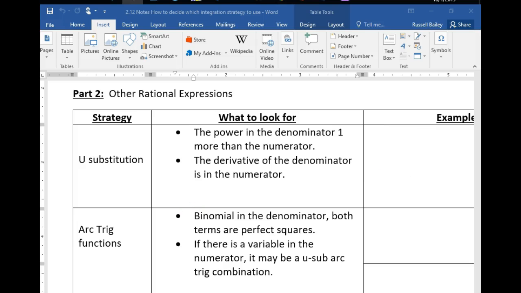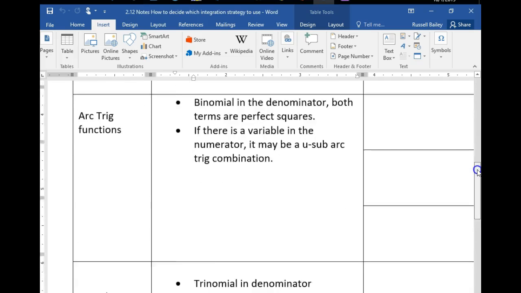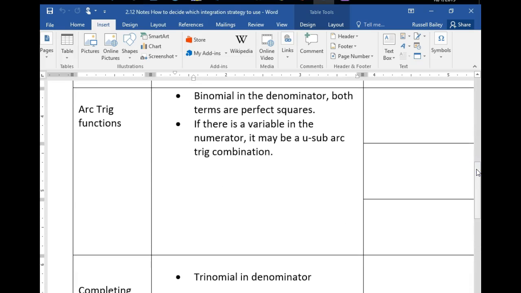Chloe, what did you get for one of your arc trigs? One of them's tricky, the other two are a little less tricky. What was one of your arc trigs that you noticed? The integral of 1 over x squared of x squared minus 1. Like that? That's right. And that would be an arc secant, right? That would be an arc secant.